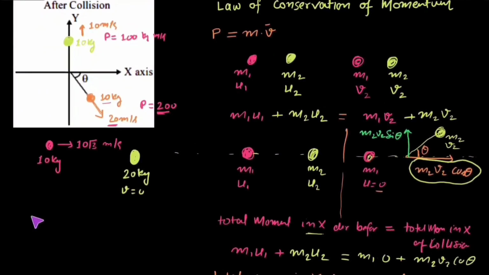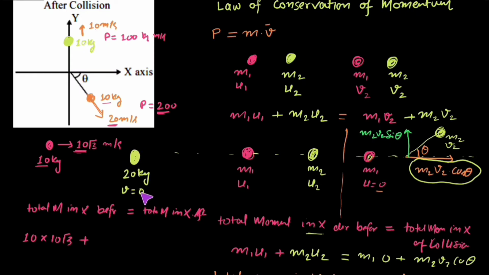And if we apply the law of conservation of momentum, the total momentum in the x direction before collision would be equal to the total momentum in the x direction after collision. So before collision, the mass is 10 kg and the velocity is 10 root 3, so we multiply these two. This is the momentum of the first ball, plus the momentum of this bigger ball before collision, which would be 0 because the velocity before collision of this bigger ball of 20 kg is 0.